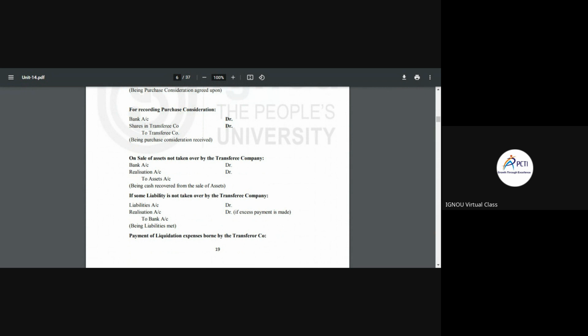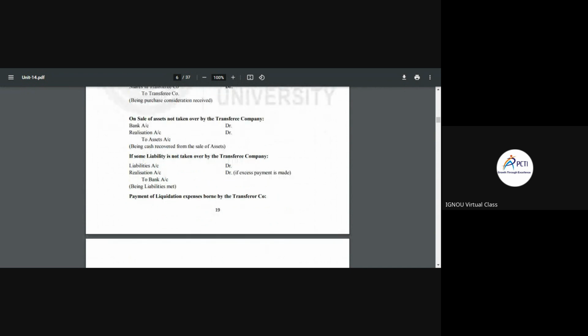Next one is on sale of assets not taken over by the transferee company. In this case, bank account debit, realization account debit to asset account, and the narration will be cash recovered from the sale of asset. Next one is if some liability is not taken over by the transferee company. The entry will be liability account debit, realization account debit if excess payment is made, and then to bank account. If no excess payment is made, the entry will be liability account debit to bank account.